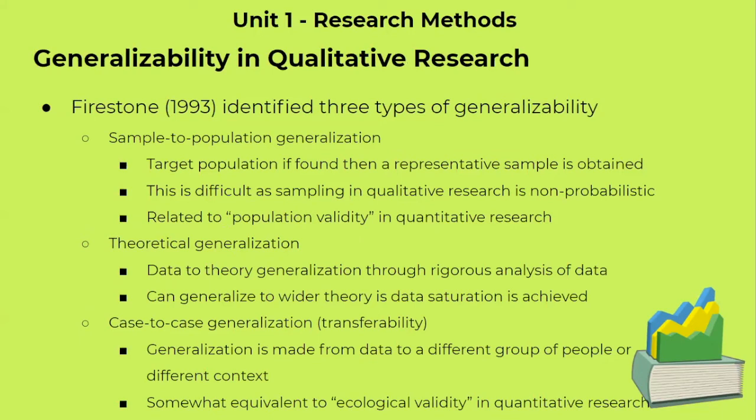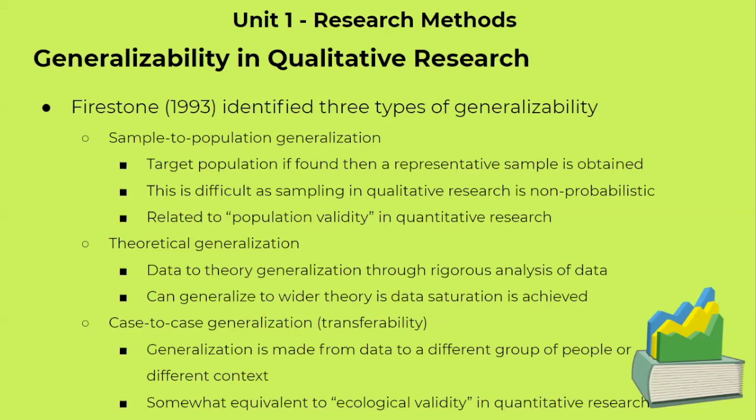So on to generalizability in qualitative research. The study by Firestone in 1993 identified three types of generalizability. The first one is sample to population generalization. This is where a target population is identified and then a representative sample is obtained from that target population. This is difficult to produce because qualitative research, as we already said, is non-probabilistic, meaning that it doesn't really involve random sampling. So this can be equated to population validity in quantitative research if you want to make those connections, like the ATL skills.